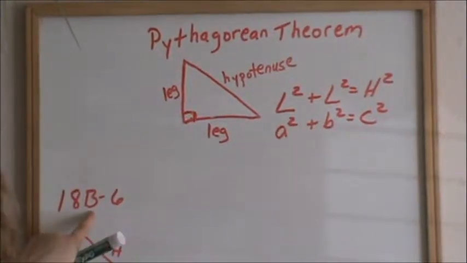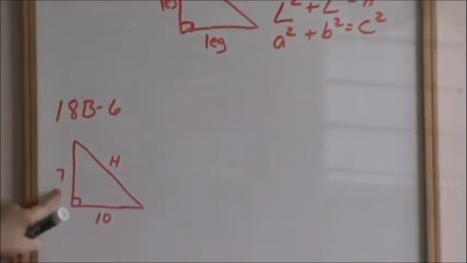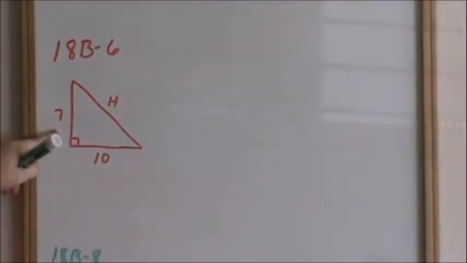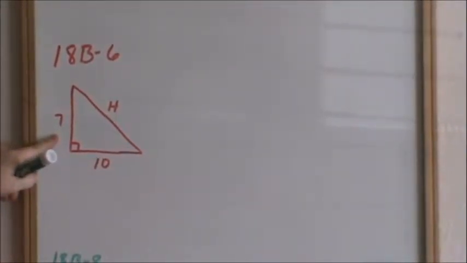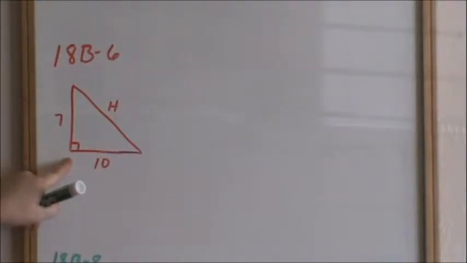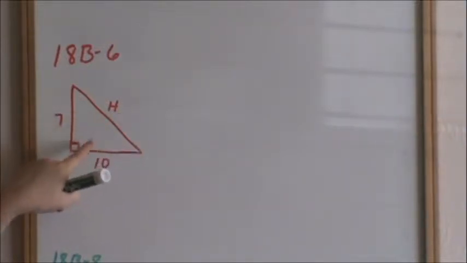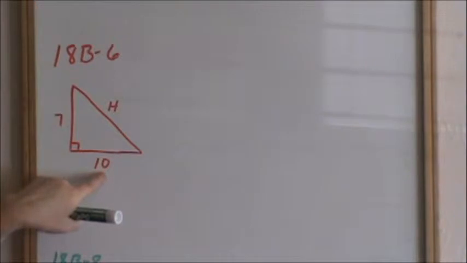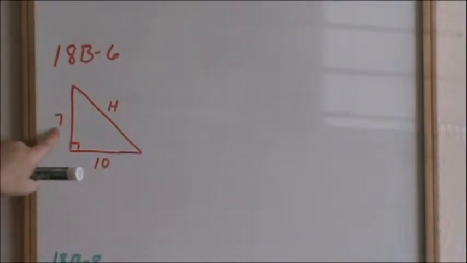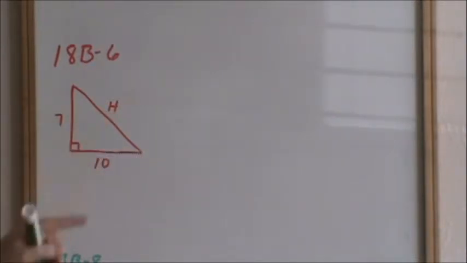So looking at problem 18b6, you have a right triangle. Again, Pythagorean Theorem can only be used for right triangles. Anytime you see a right triangle, the first equation you should think of is Pythagorean Theorem in order to solve for any of the sides of the triangle. In this particular triangle, we know the legs. One leg is 10, one leg is 7. We don't have any specific units, so you do not need to put units on your answers because we do not know if this is feet, yards, inches, centimeters, or meters. We are trying to find the length of the hypotenuse.